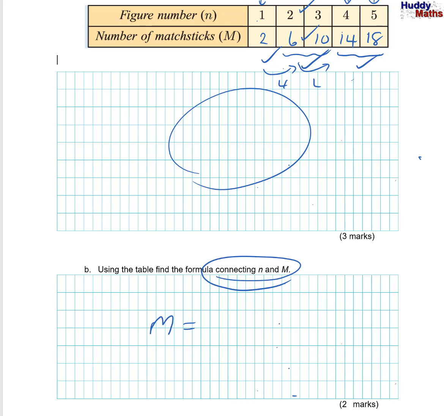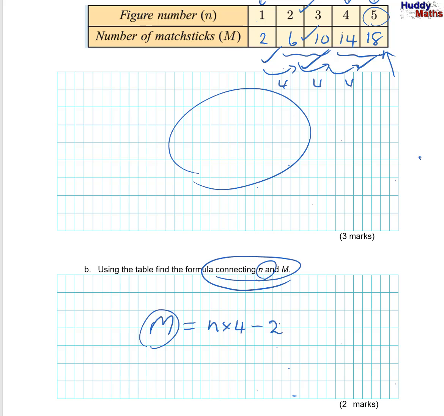So we know you got so many lots of 4 each time. The number of matchsticks is somehow connected to the number increasing by 4. So we might say, well, n lots of 4, that's what we've got. When we get up to 5, we're saying, well, we've added 4 lots. Well, hang on, 5 lots of 4 is 20. We've only got 18. So 4's in there, but we have to minus or subtract 2.